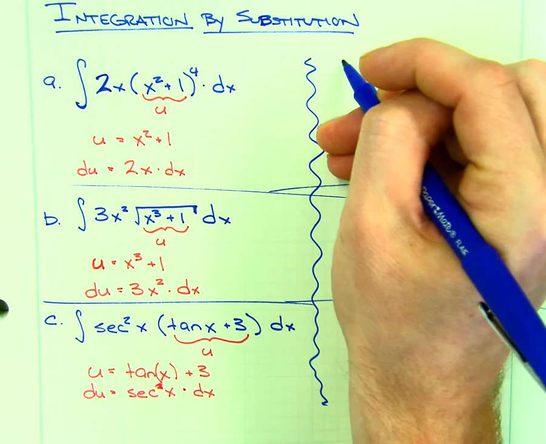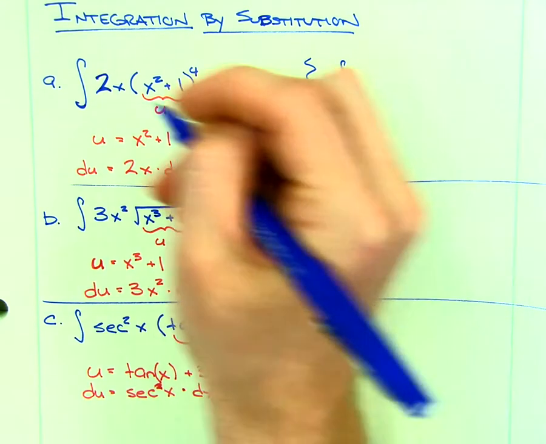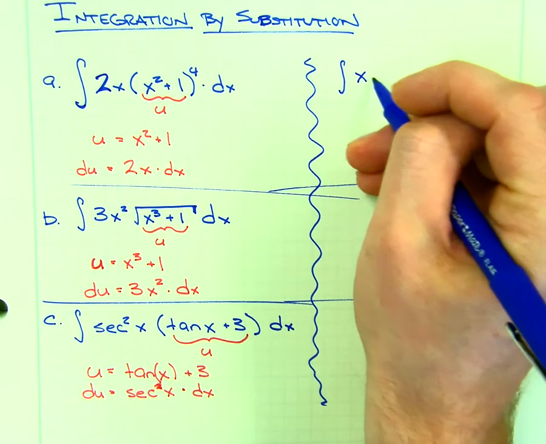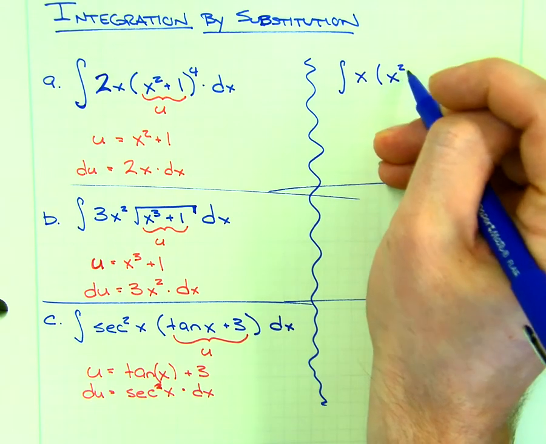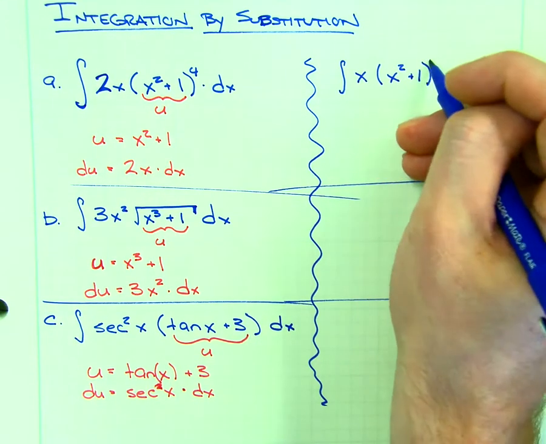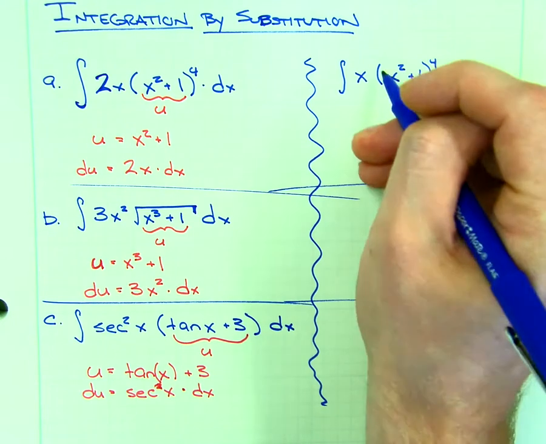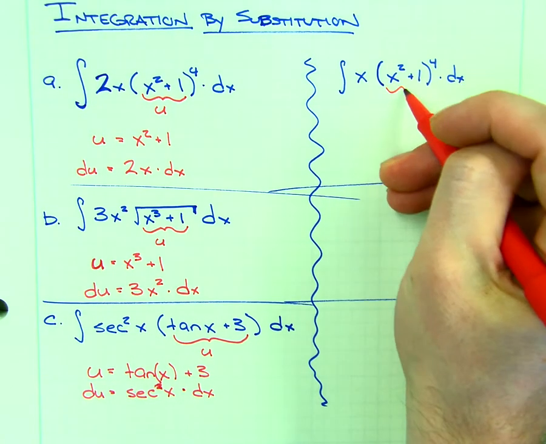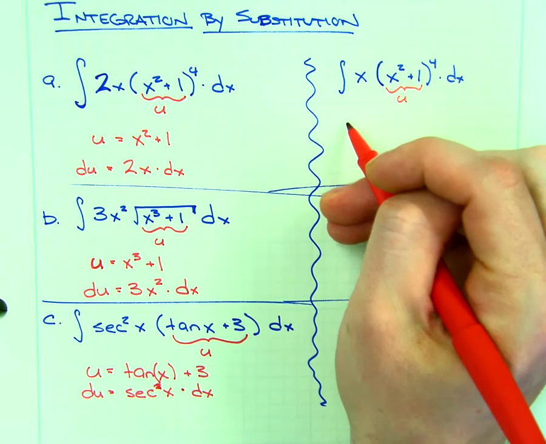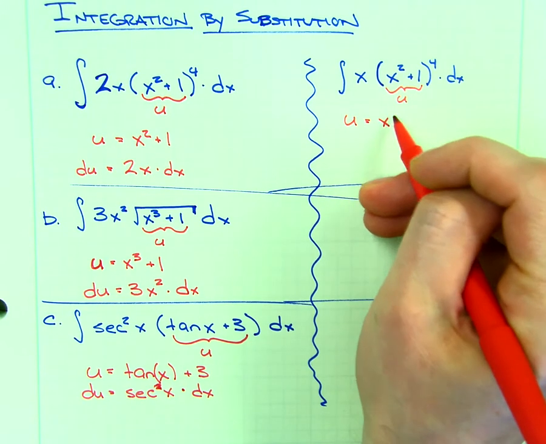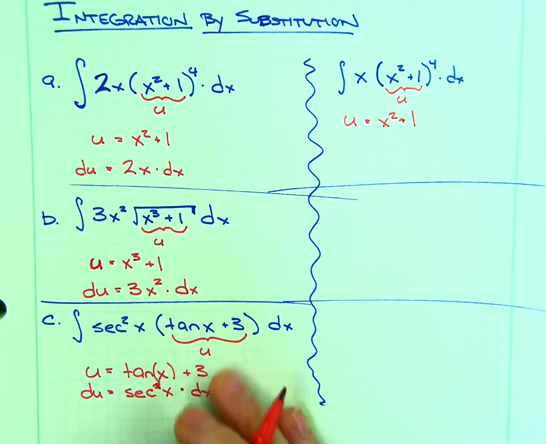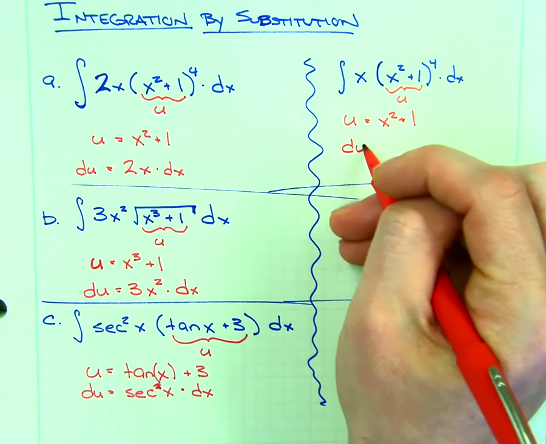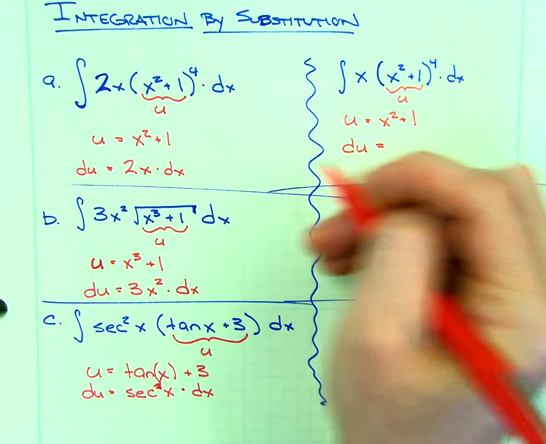Now, to alter this just a little bit, I'm going to get rid of this 2. So if I go x times (x squared plus 1) to the 4th power dx, and I try to figure out what my u and my du are going to be, well, my u is going to be the same, right? That's going to be nice. So my u is going to be equal to x squared plus 1. But then my du is going to be the exact same thing, right? That it was over here, just like this.